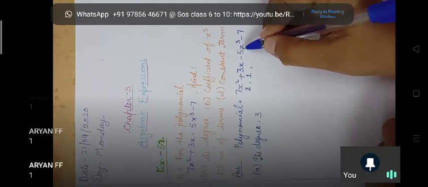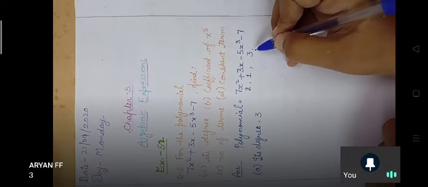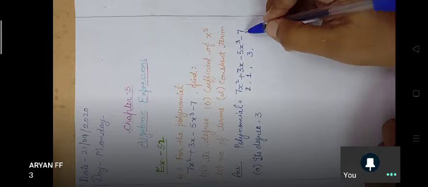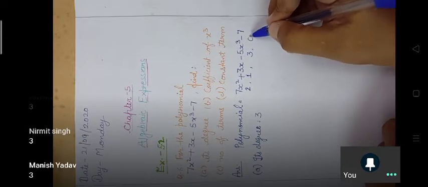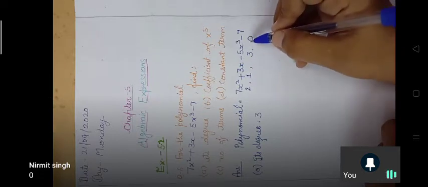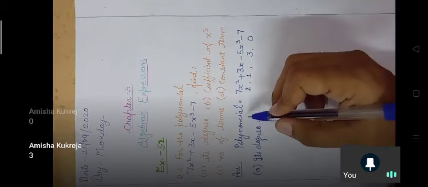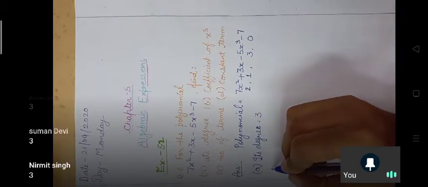In the third term, the variable is x, its power is 3, so the degree of the third term will be 3. In the fourth term, no variable is present, so the degree is 0. So among these four degrees, 2, 1, 3 and 0, which one is the highest? 3 is the highest, so 3 will be the degree for the polynomial. So A part's answer is 3.